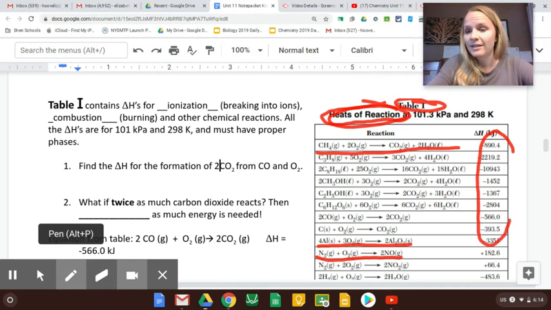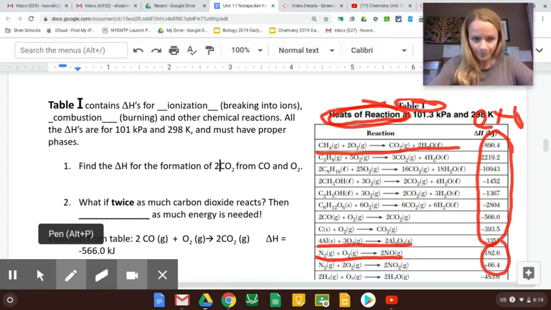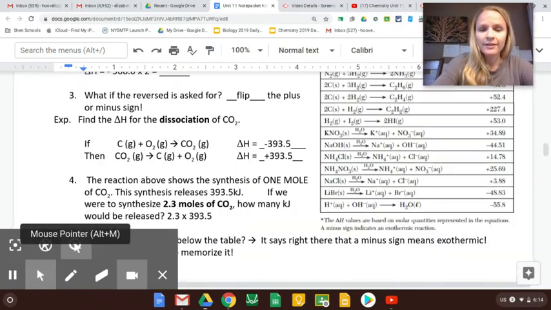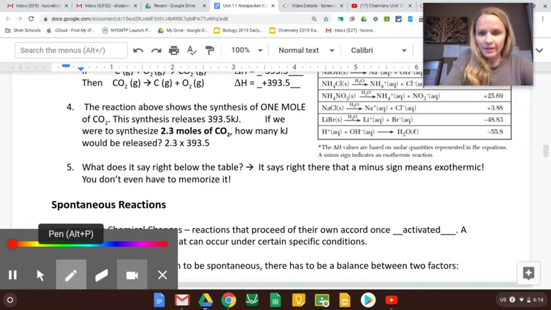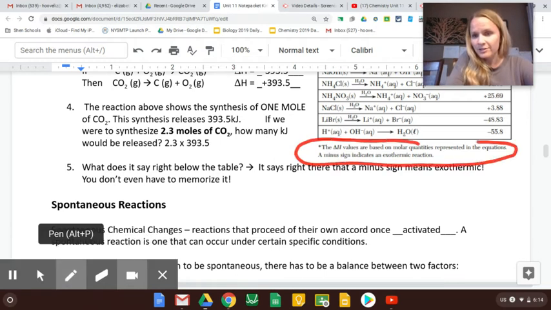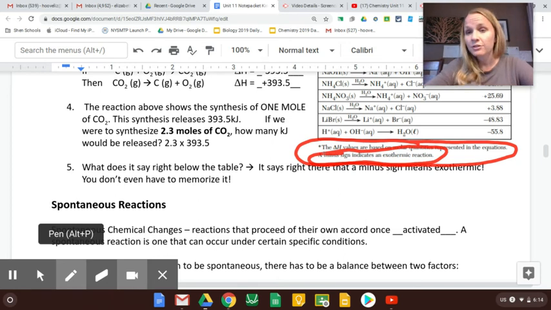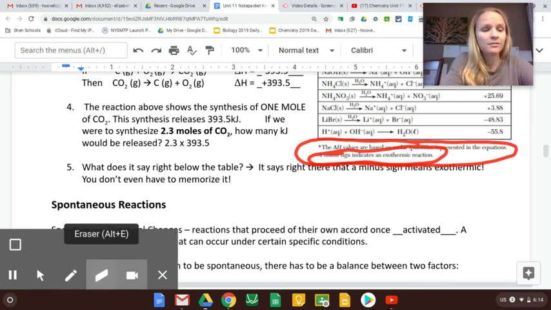So all these negatives are going to be exo because they're operating at a loss. Energy was lost, energy exited. And all these positives are endo. And you do have to know that. But lucky for us, right here at the bottom of the table, it says in the reference table, a minus sign indicates an exothermic reaction. So you don't even have to memorize that. It is written right there.